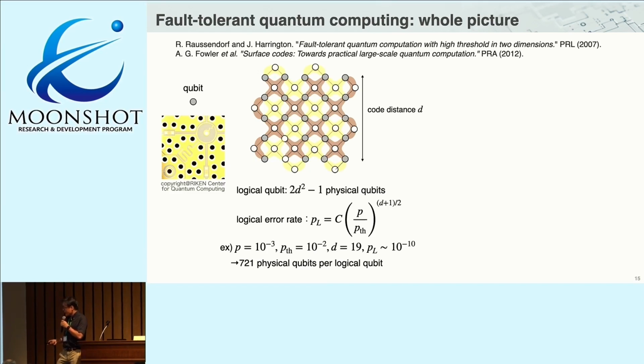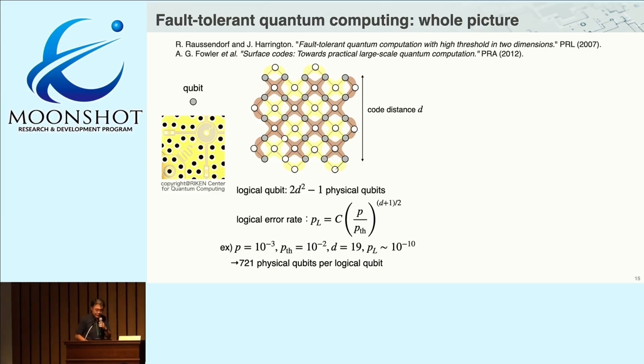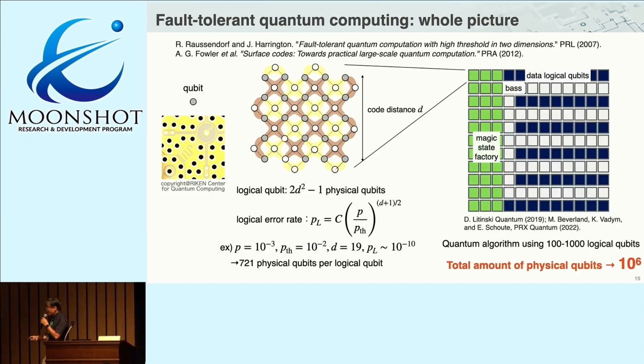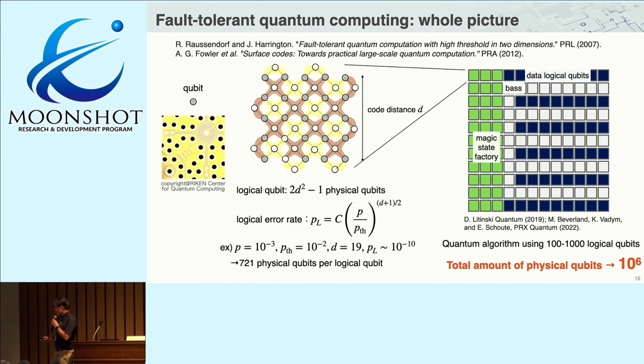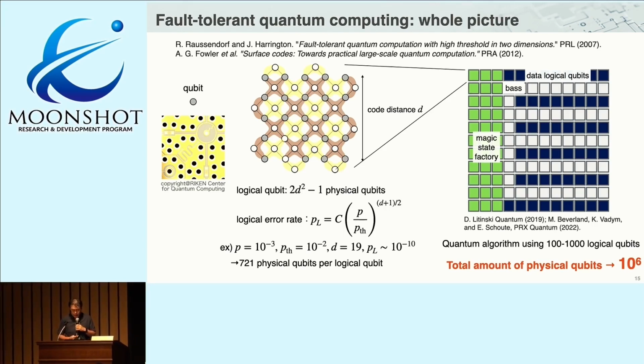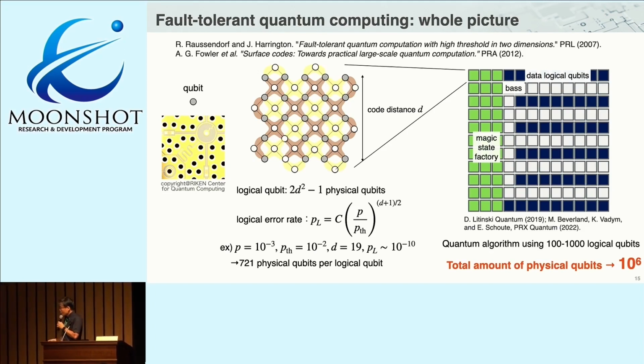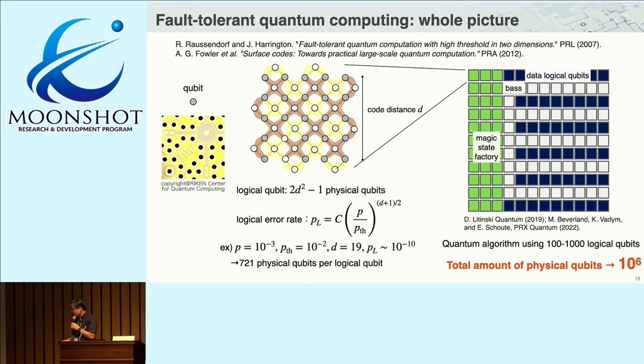And in this case, we need 721 physical qubits per single logical qubit. And by collecting these logical qubits, we can construct the whole fault-tolerant quantum computing architecture. Depending on the algorithm which we want to implement, basically we need from 100 to 1,000 logical qubits to do some interesting quantum algorithms. So in total, we definitely need physical qubits, something like 10 to the 6. 1 million qubits would be required.